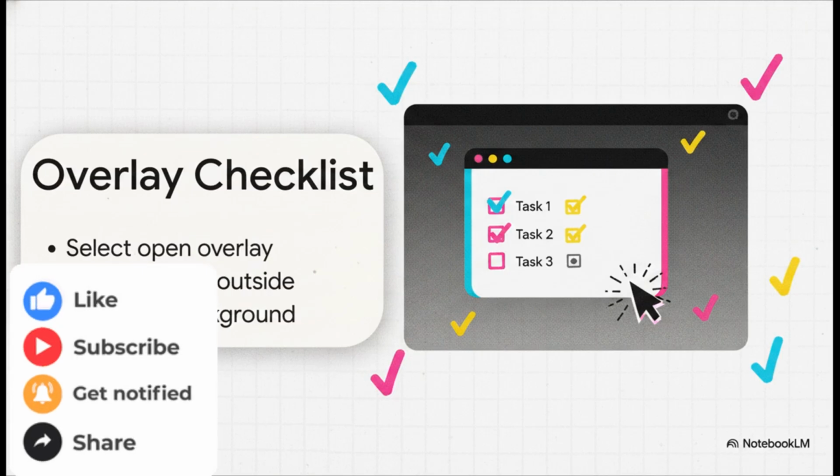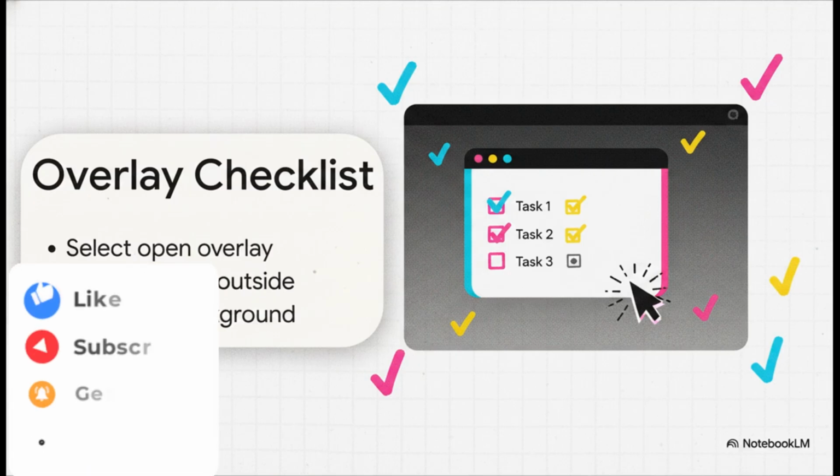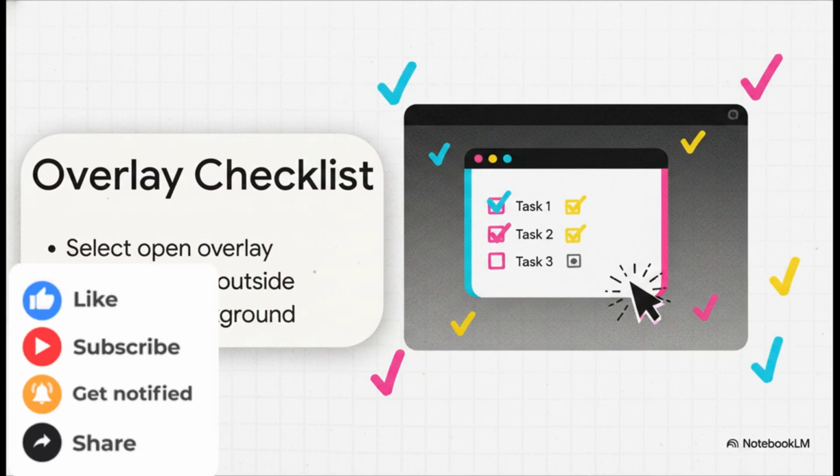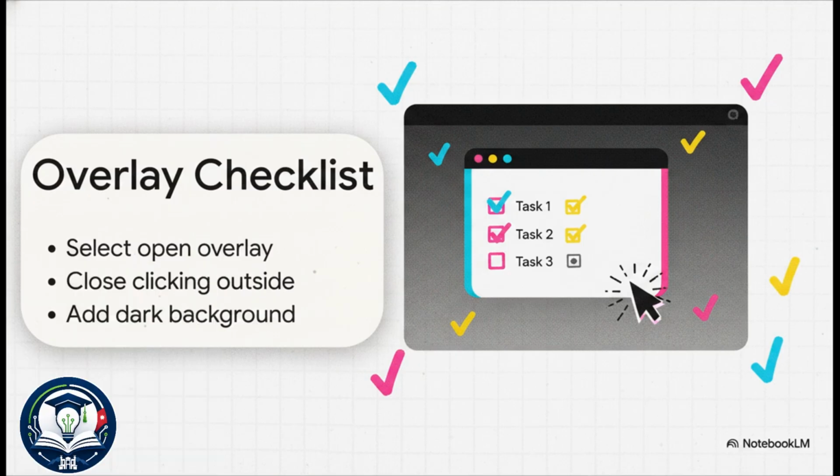I want you to treat this slide as your vital checklist for realistic modals. Make sure you check the box that says Close when clicking outside. This ensures the modal disappears naturally when a user taps away from it. Also, make sure you check the box for Background. This adds a nice dark, semi-transparent background behind the modal, which dims the main screen and really gives your design that polished, floating look.